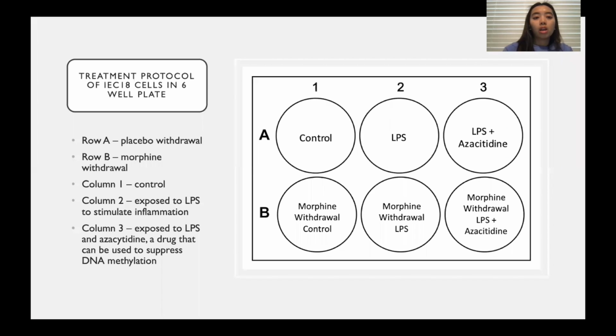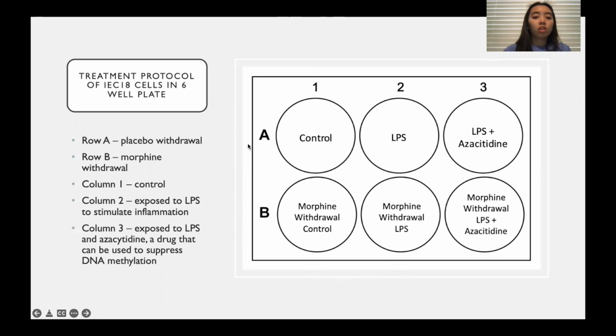Methods. Row A was our control, placebo withdrawn. There was no morphine used in that. For row B, we used our morphine withdrawal. We did 3 days of treatment with morphine and then 1 day where the cells were cleaned and no morphine was given, to simulate the withdrawal phase. Then cells were harvested and used.